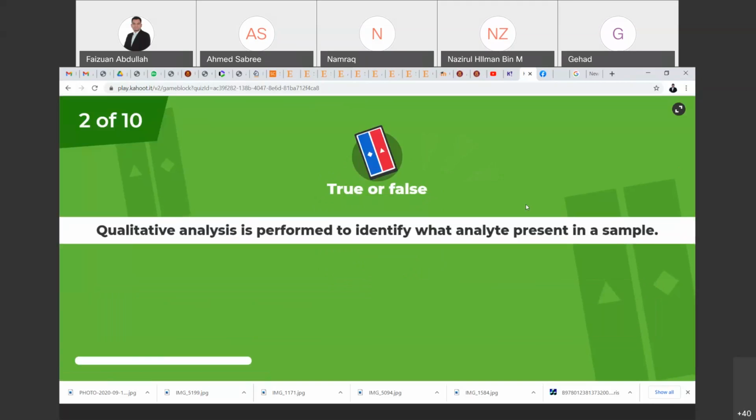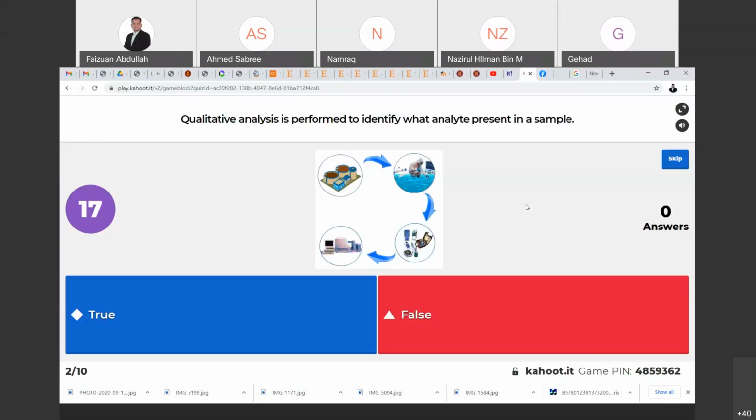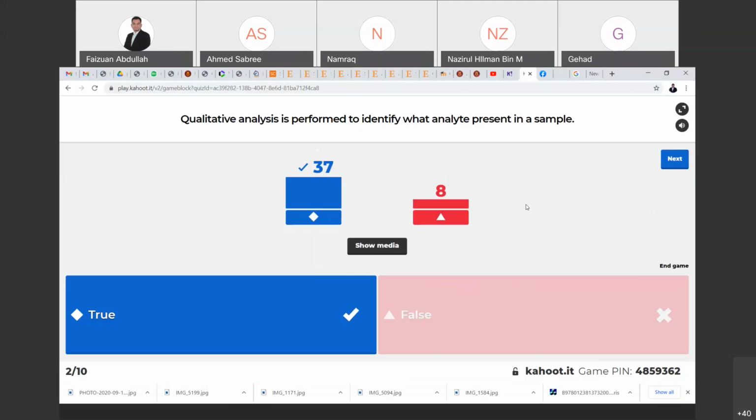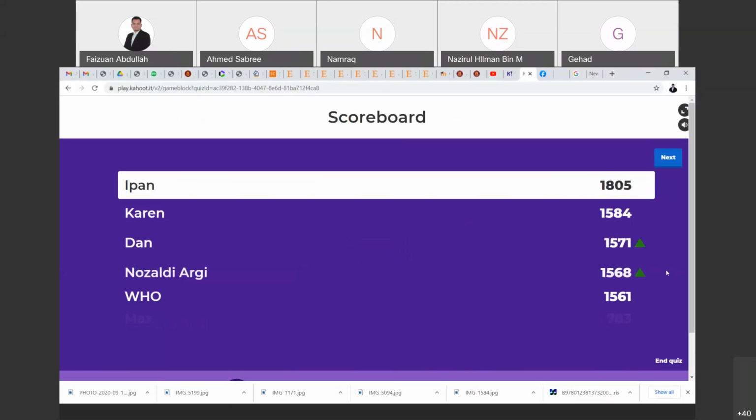True or false question. Qualitative analysis is performed to identify what type of analyte present in the sample. All right. True or false? Come on, it's a simple question. Qualitative analysis is performed to identify what type of analyte present in a sample. All right. Who's on top? Followed by Karen, Dan, Nozaldi, Argi, and Who. All right.